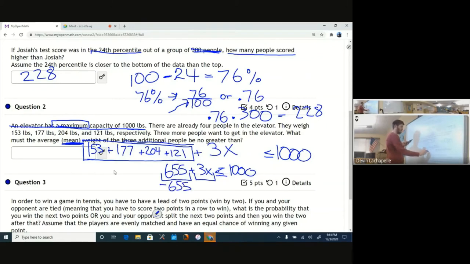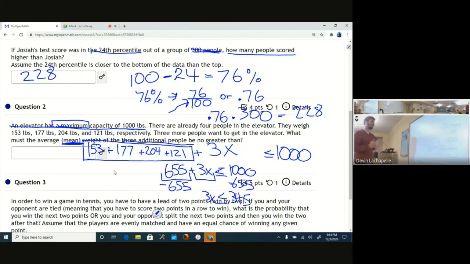Let's subtract 655 from both sides. I get 3x is less than or equal to 345. So this is saying, okay, all together, those three people have to have a weight that's less than or equal to 345 altogether. But this is looking for the average weight, the mean weight. And what's the mean? That's when we take our number of data points, we divide by that, right?